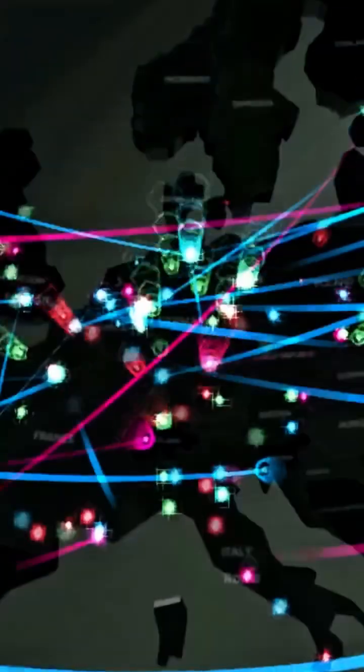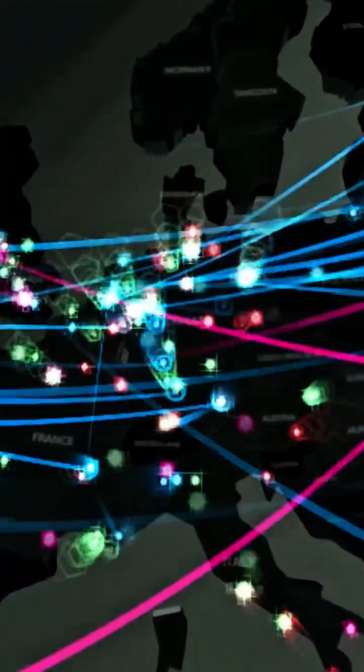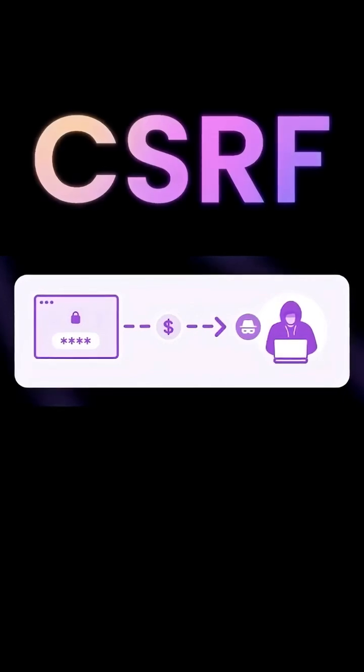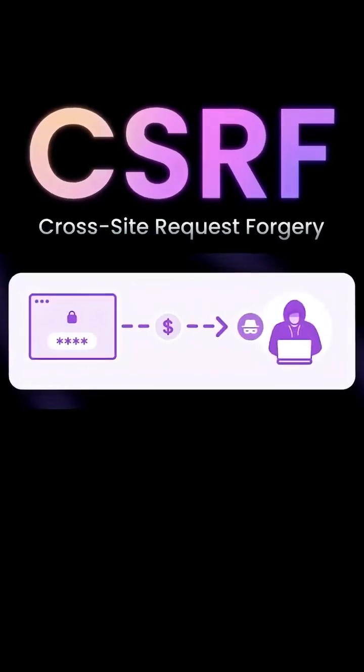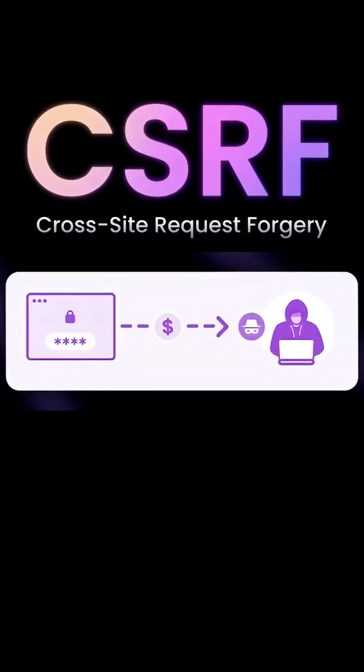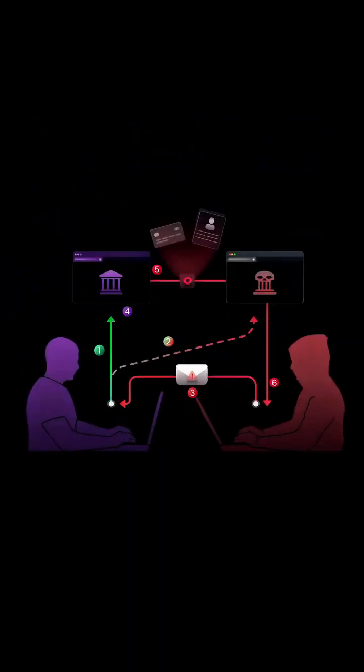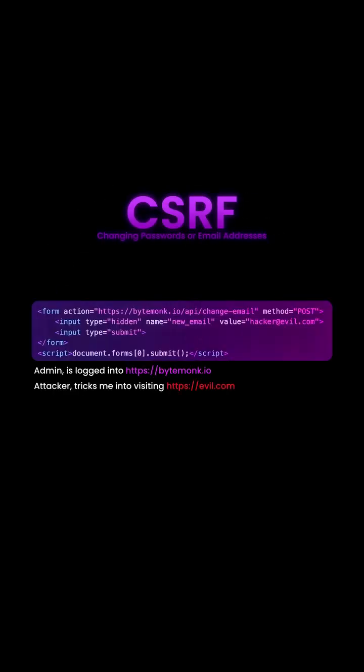The web, a place of convenience, automation, and sometimes security nightmares. Imagine logging into your bank, clicking a suspicious link, and suddenly, without you even knowing, money is transferred out of your account. Scary, right? Welcome to the world of CSRF, cross-site request forgery, where attackers trick your browser into making requests you never intended. By the end of this video, you will understand exactly how CSRF works with real-world examples and learn how to stop it before it causes damage.